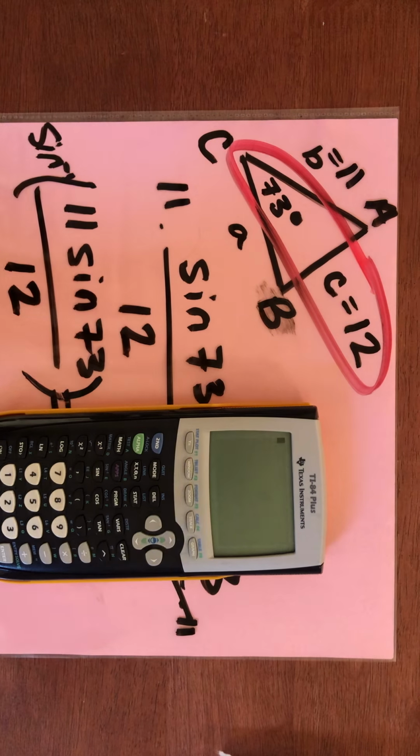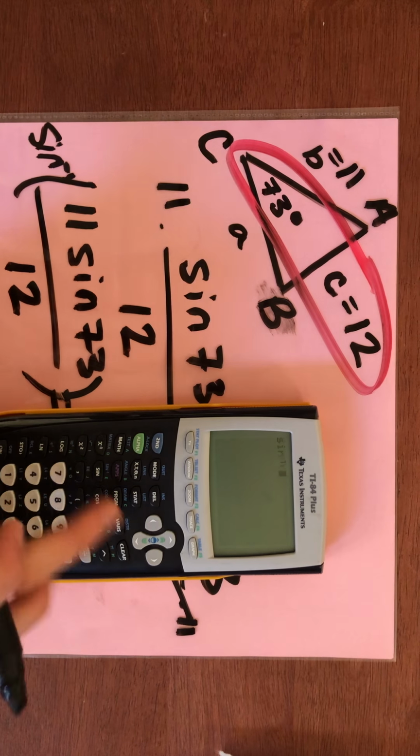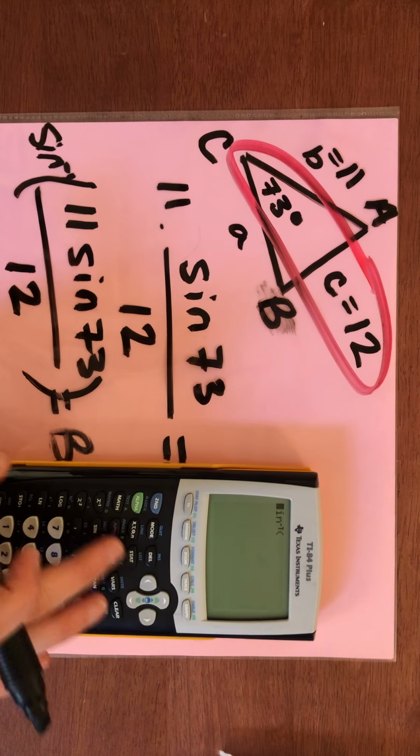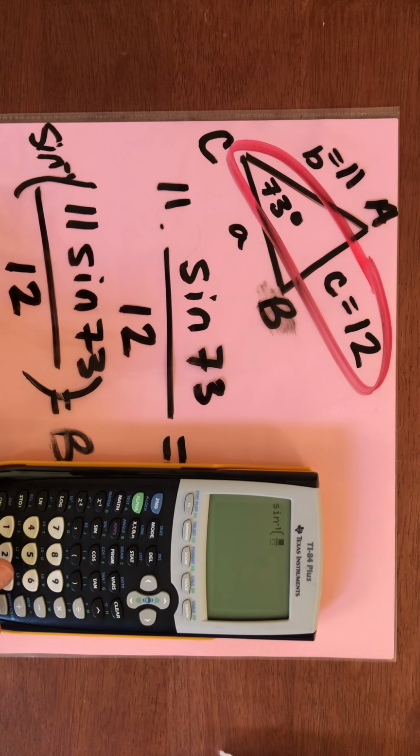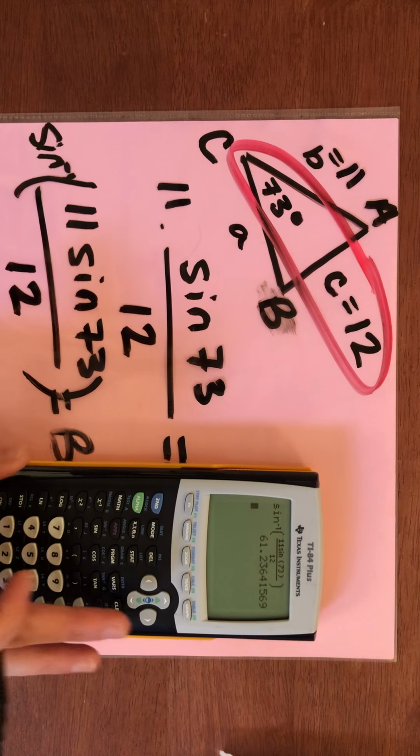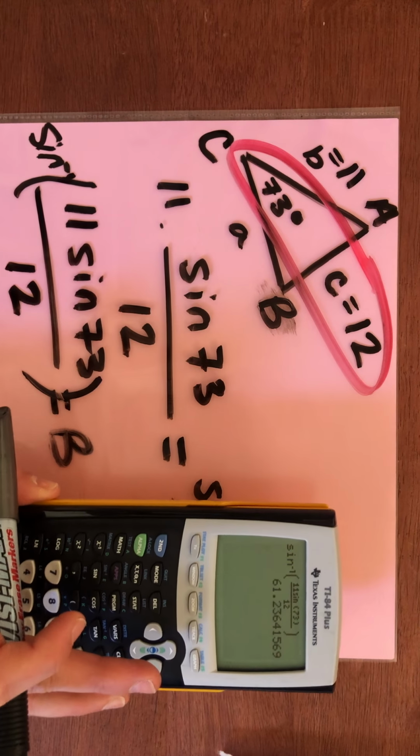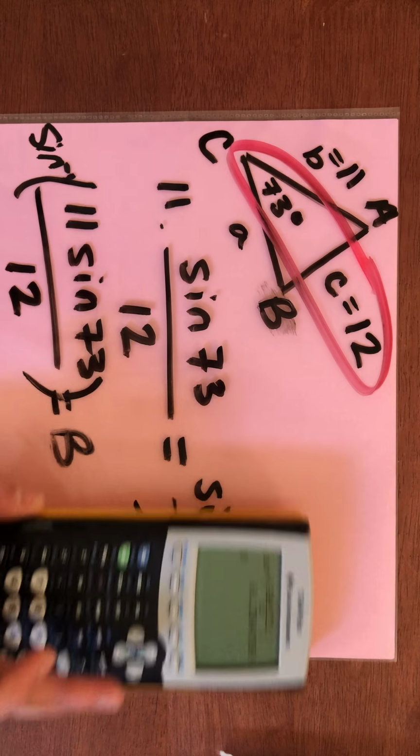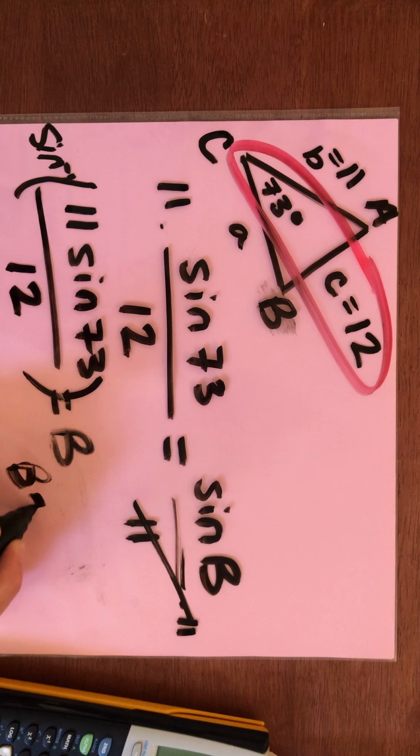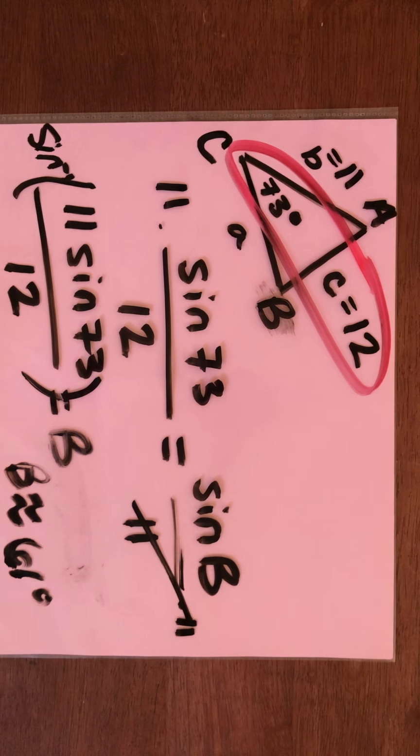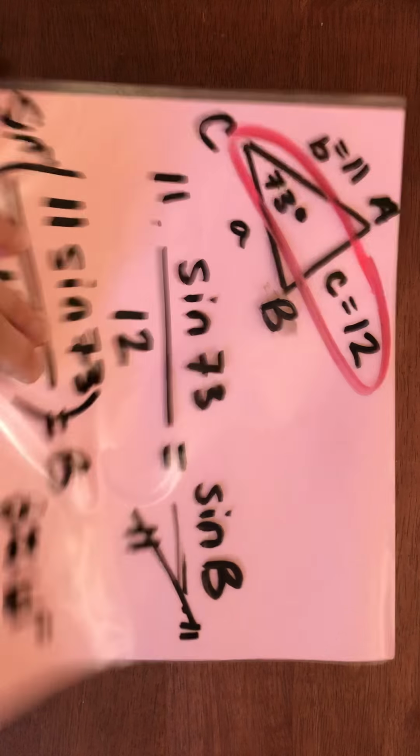So in my calculator, I'm going to do sine inverse of 11 sine 73 over 12. And we get 61.24 degrees, or about 61 degrees. Okay, all right, let's do one more.